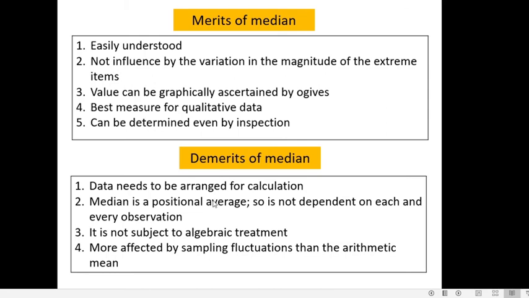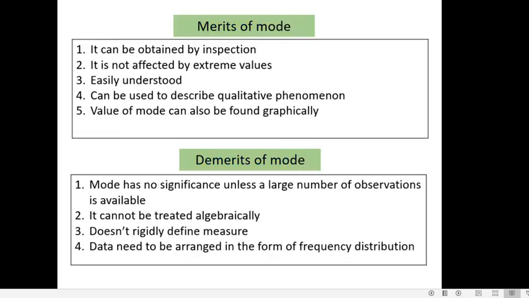But the demerits are, for calculating median, the data needs to be arranged in either ascending or descending order, and median is a positional average. So it doesn't take into account all the observations, whereas mean takes into account all the observations. It is not subjected to algebraic treatment, that is, we are not applying a formula to find the median, we are just taking the middle observation. And it is more affected by sampling fluctuations than the arithmetic mean. Mean is the least affected by sampling fluctuations.